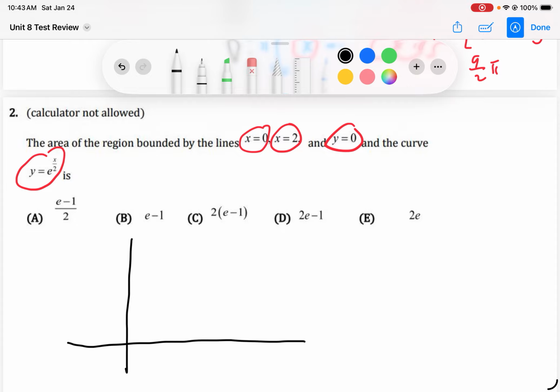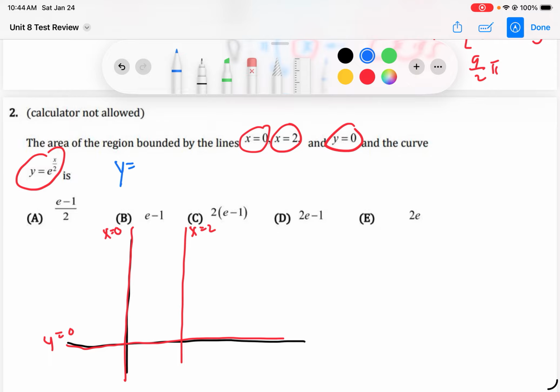All right, so x equals 0 is the y-axis. x equals 2. y equals 0 is the x-axis. So this is x equal to 0. This is x equal to 2. This is y equal to 0, and the line y is equal to e to the power of x over 2. So I'm going to plug in 0 for x and see what the y-intercept is.